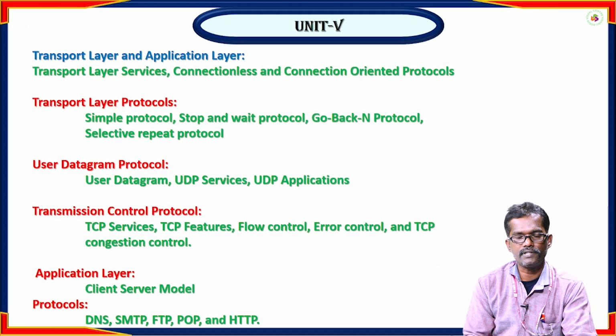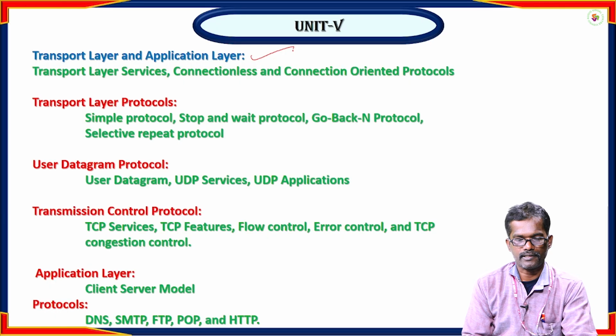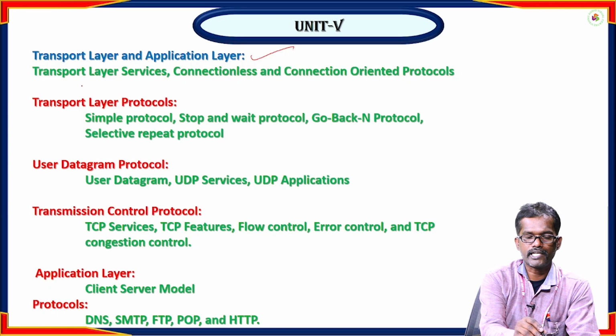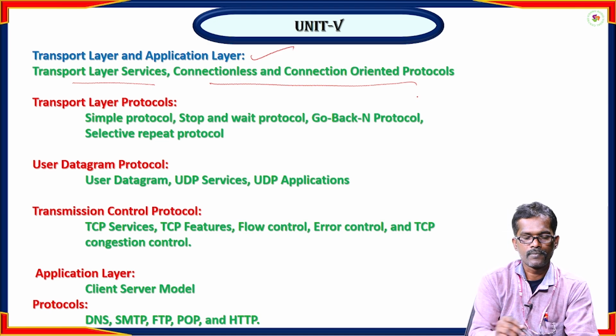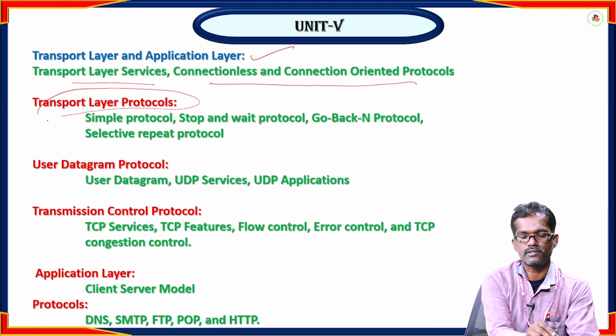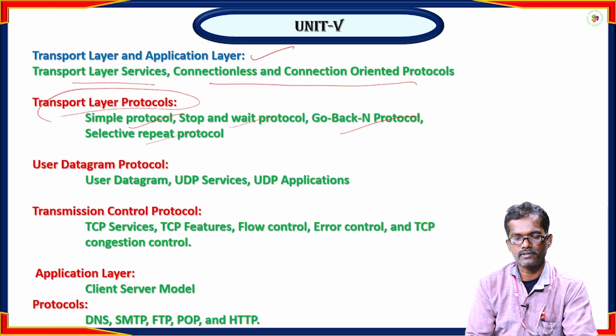And then coming to the fifth unit. This fifth unit is related to the transport layer and application layer. In the transport layer, services, connectionless and connection-oriented protocols, how they work. And then transport layer protocols: simple protocol, stop and wait, go back N, selective repeat protocols. These are the various types of protocols which we will discuss in this unit.